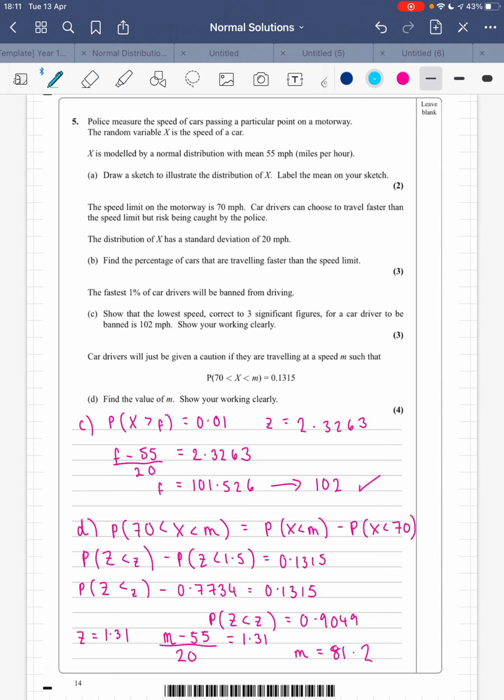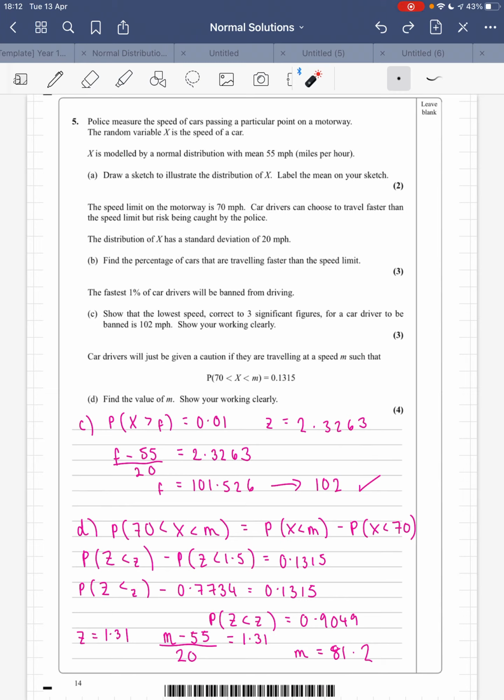The probability that X is greater than F, I used F for the fastest, is equal to 0.01 because it's 1%. My value of Z is 2.326. I can read that straight off the percentage point table because that probability is in the table. Z has to be 2.3263. Again, I have to uncode it to find what F is, what my fastest speed is.